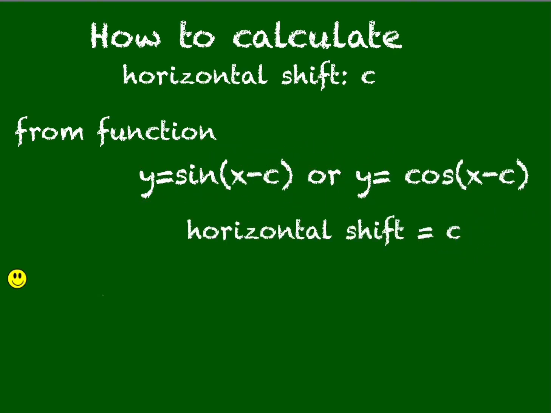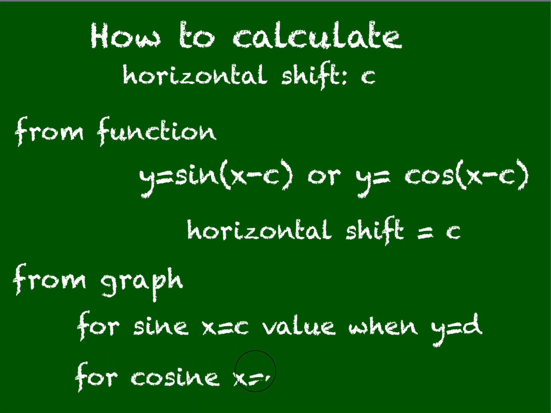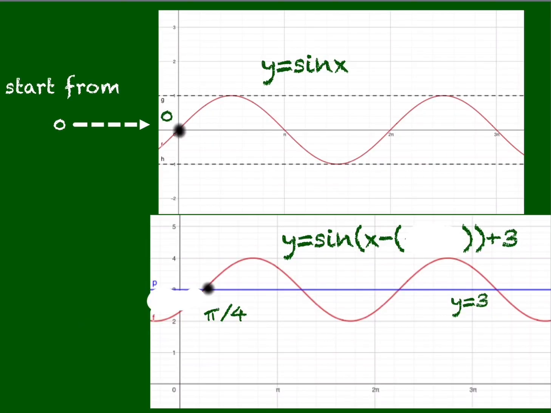We can also use the graph to figure out the horizontal shift. For a sine function, when y equals d, which is the midline value, the corresponding x value represents the horizontal shift. For a cosine function, when y equals the maximum value of the function, the corresponding x value represents the horizontal shift. I'll provide 2 examples to clarify the graph portion.